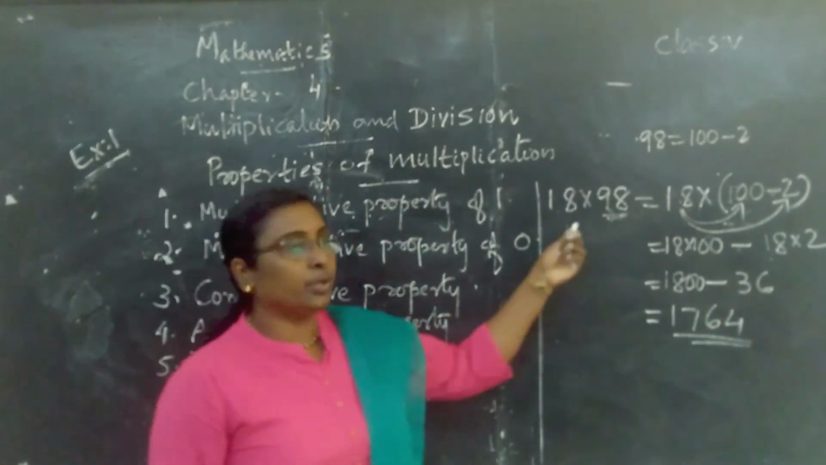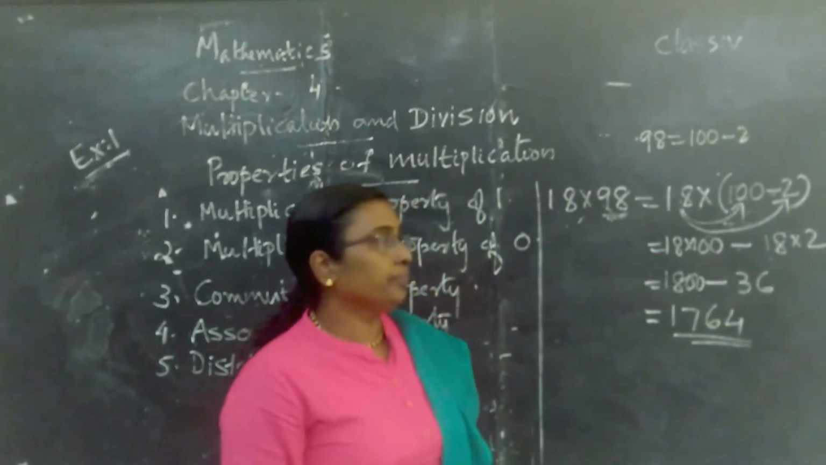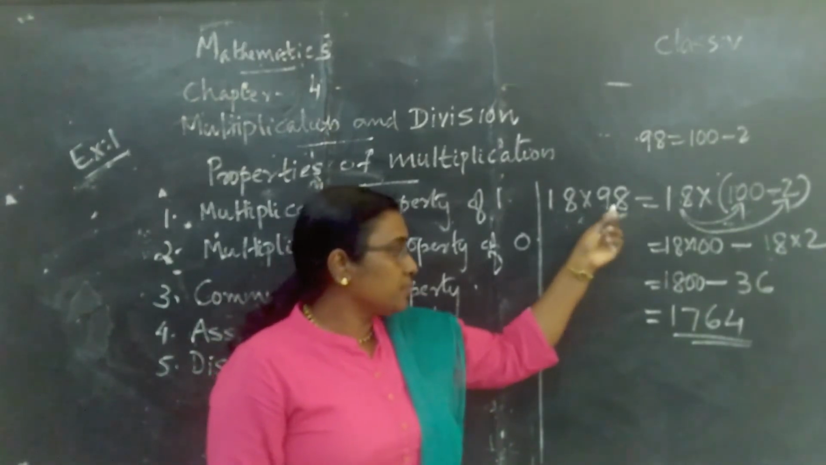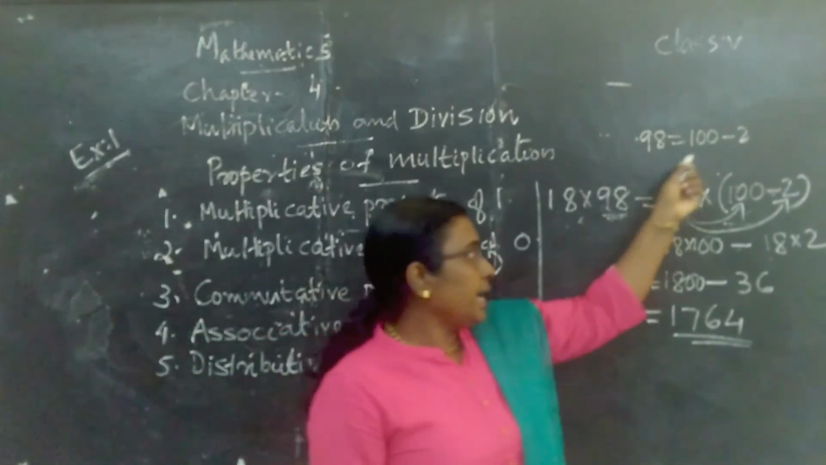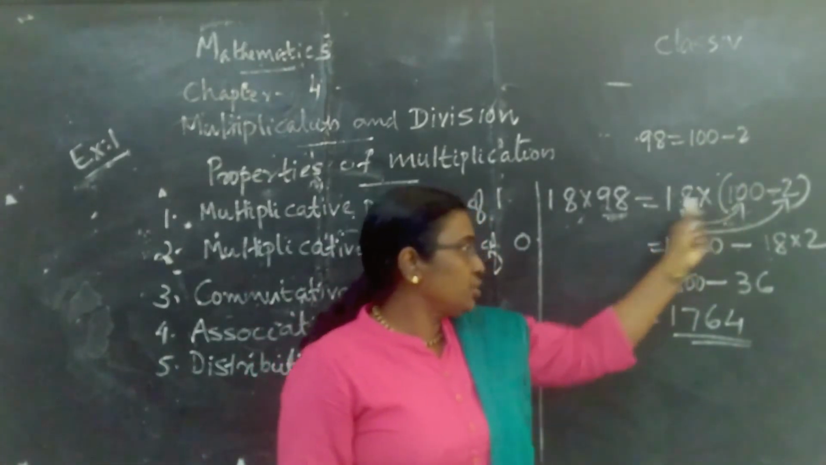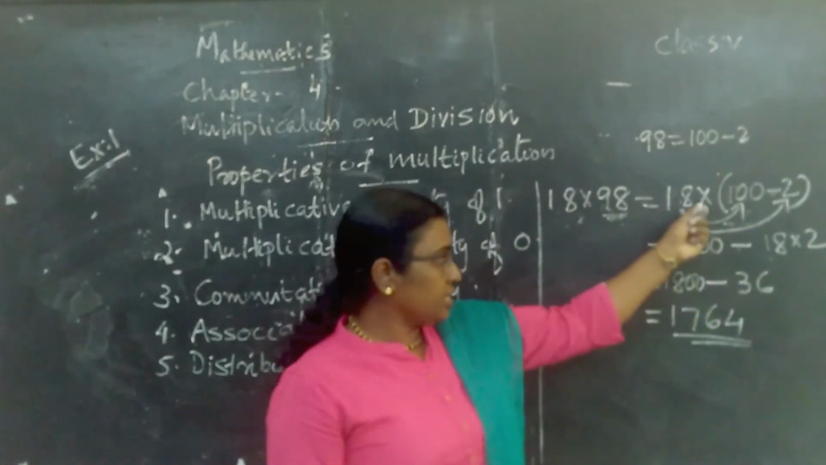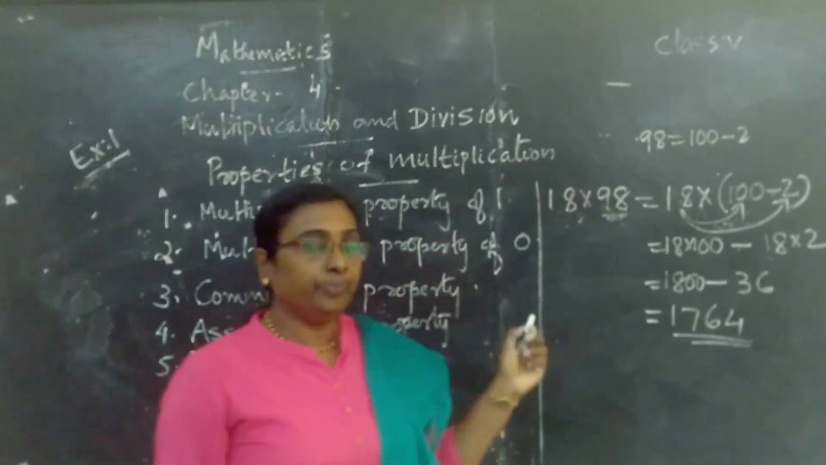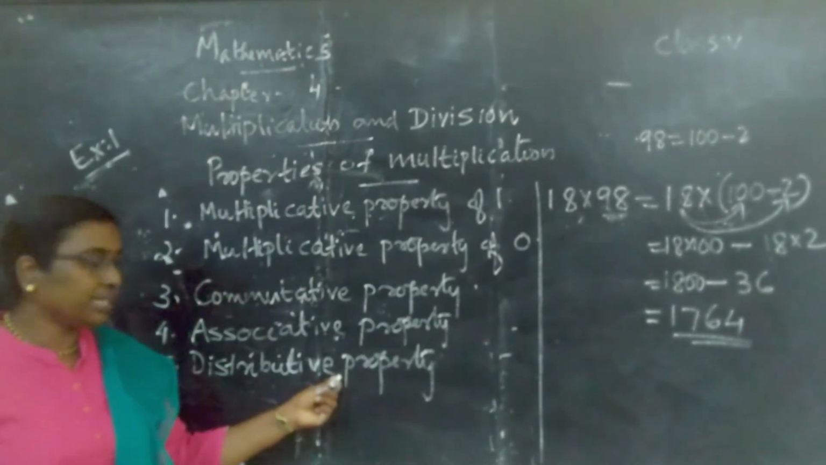This is the distributive property. This is distributive over subtraction. Once again, we split the larger number, here 98, like this: 100 minus 2. Then write 100 minus 2 instead of 98. 18 into 100 minus 2. Here we distribute this multiplication over these two numbers. That is the distributive property of multiplication.